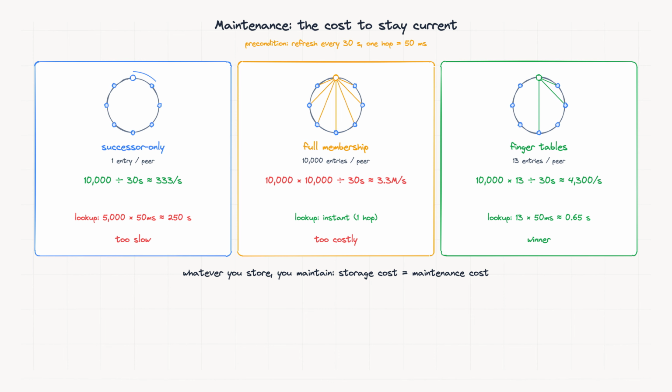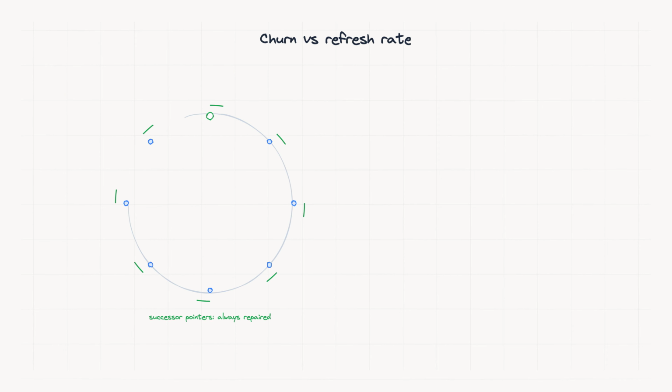And this isn't just our 10,000 peer snapshot. Across n peers, it scales as big O of n, big O of n squared, and big O of n log n network-wide. Full membership goes quadratic at any size. Finger tables stay near linear. Same trade-off, same winner. Now, churn.